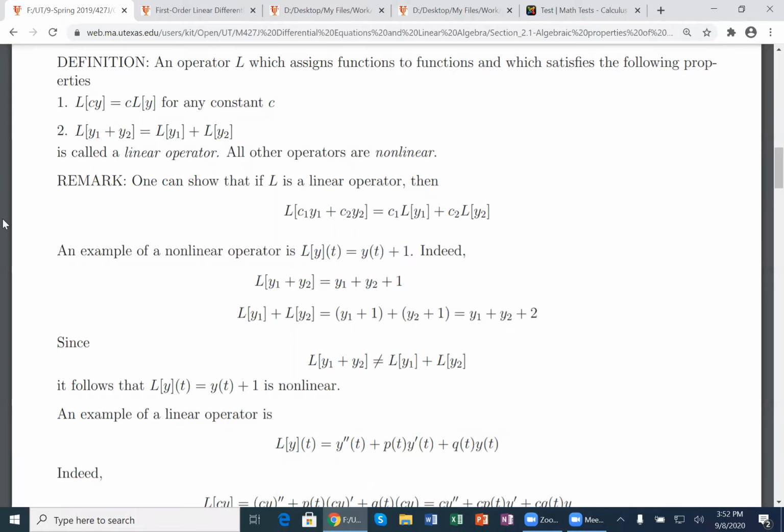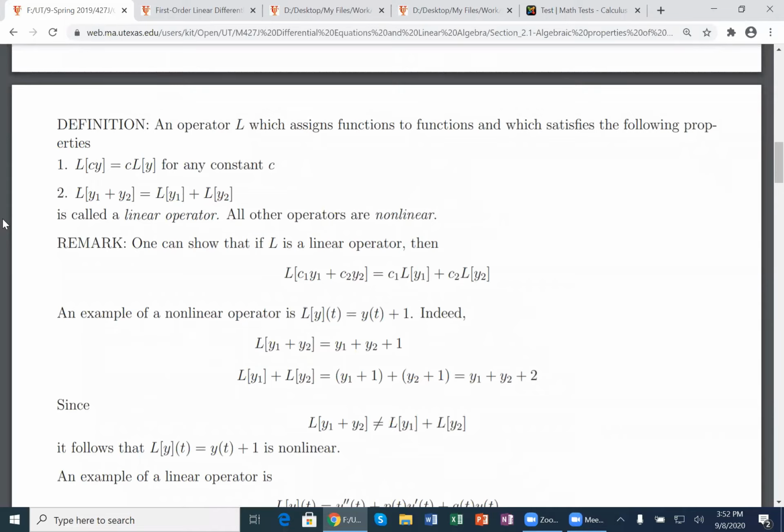Other questions? So a linear operator is like a specific kind of operator, right? So does that mean the gradient operator is a linear operator? Yes, gradient is a linear operator, yes.